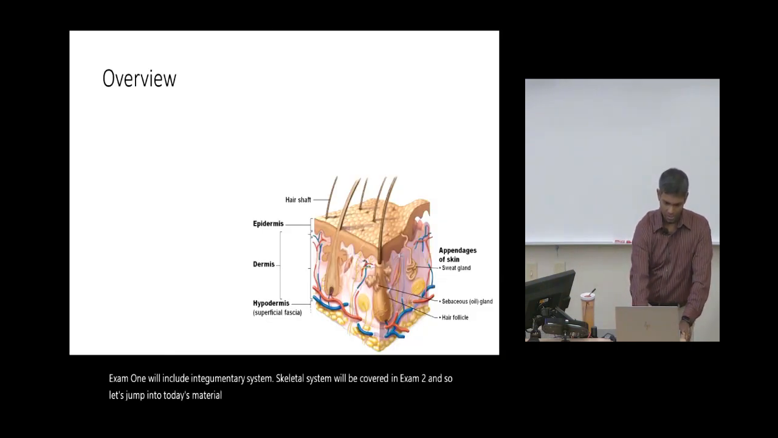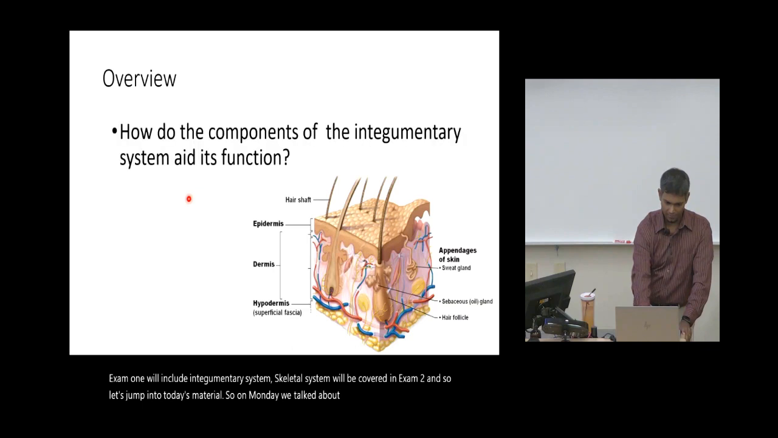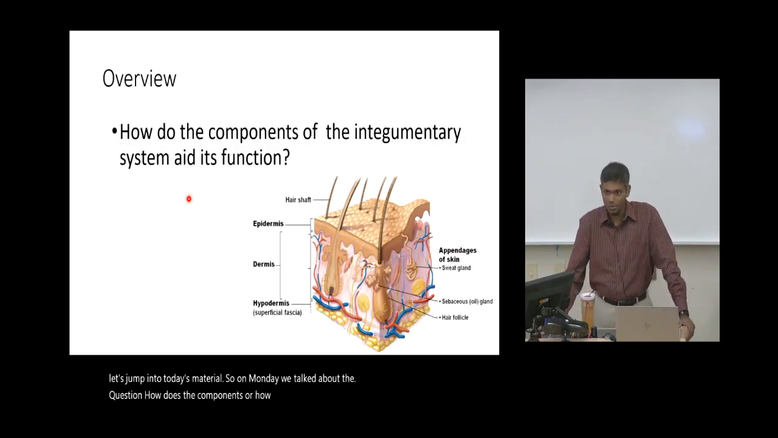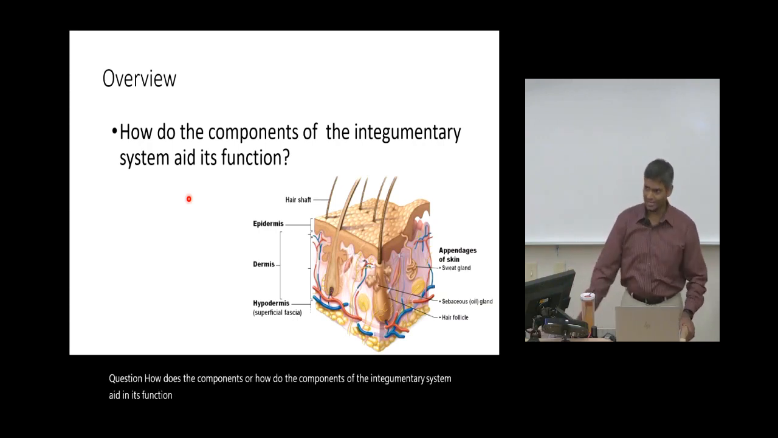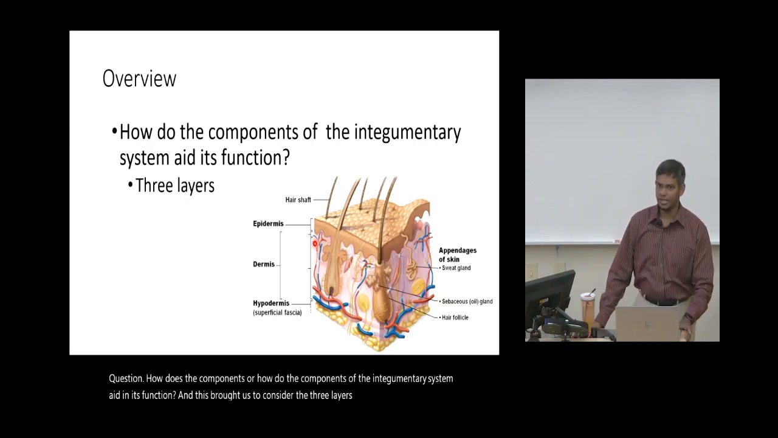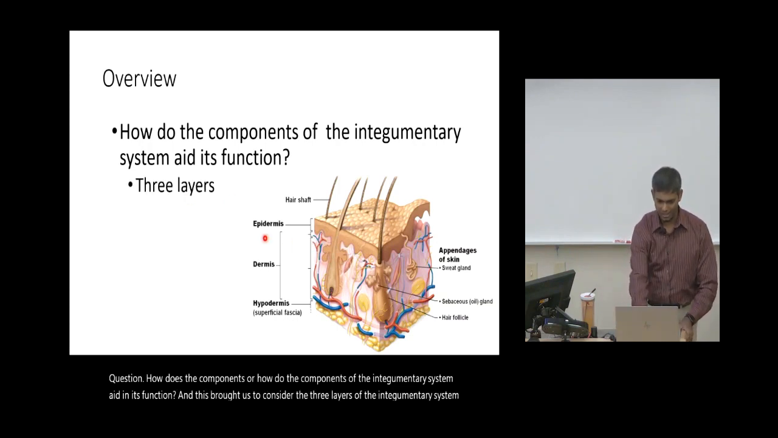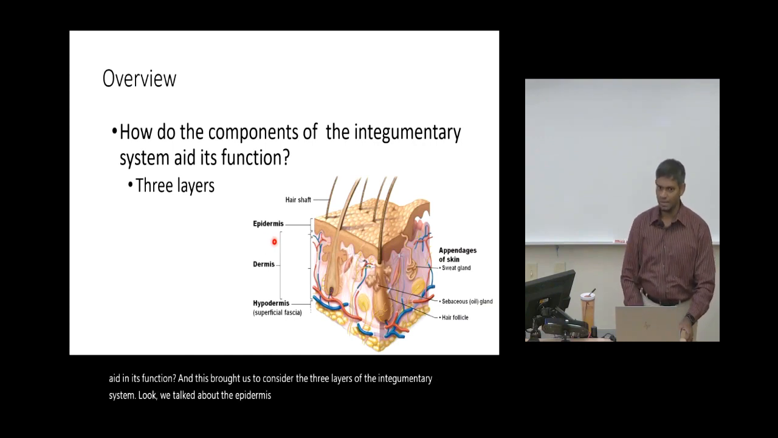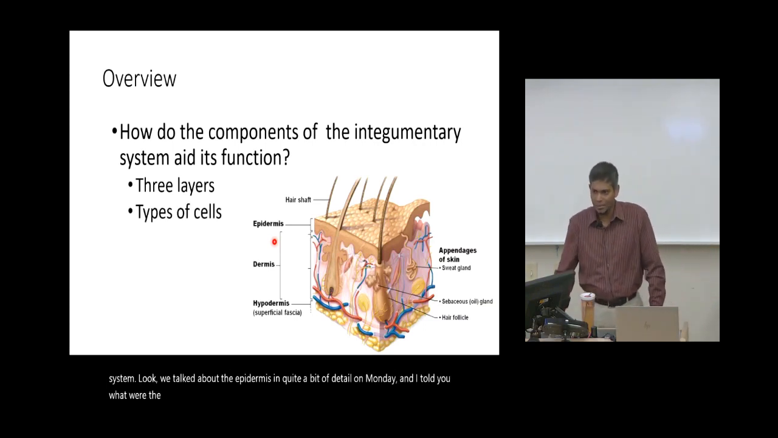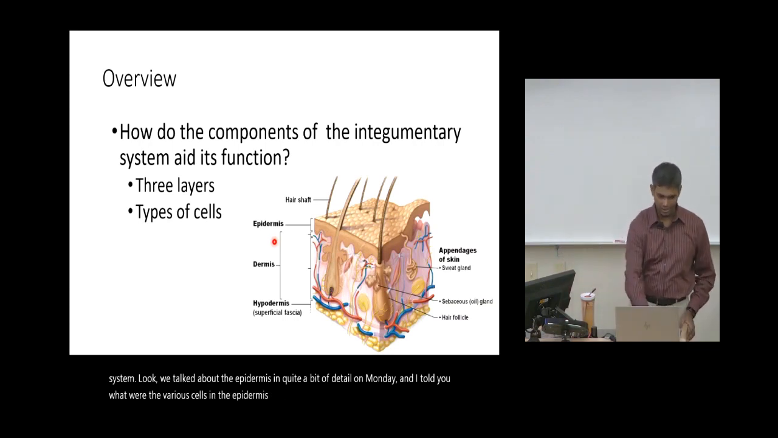On Monday we talked about the question, how do the components of the integumentary system aid in its function? And this brought us to consider the 3 layers of the integumentary system. We talked about the epidermis in quite a bit of detail on Monday, and I told you about the various cells in the epidermis, and now we move to the dermis, which is the lower layer.